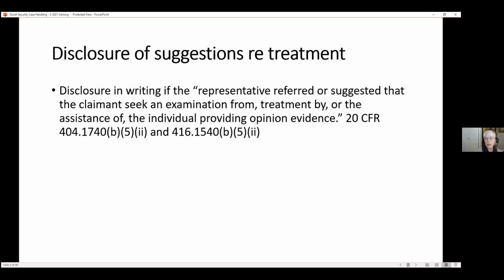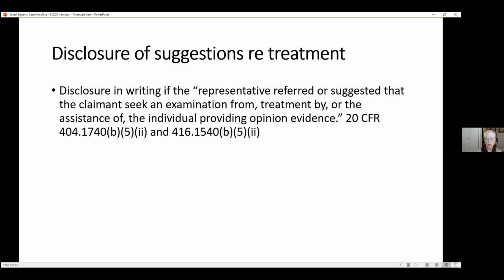So the easiest thing to do is if you suggest that somebody get treatment in your efforts letter, which you have to send to Social Security, just say, I suggested they get treatment. When they came to my office initially, I suggested they get treatment for their impairments. Simple thing to comply with if you just do it. Unethical not to.